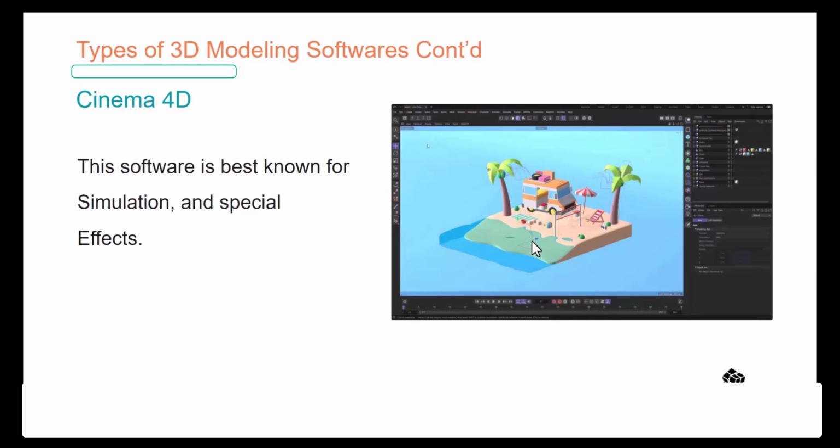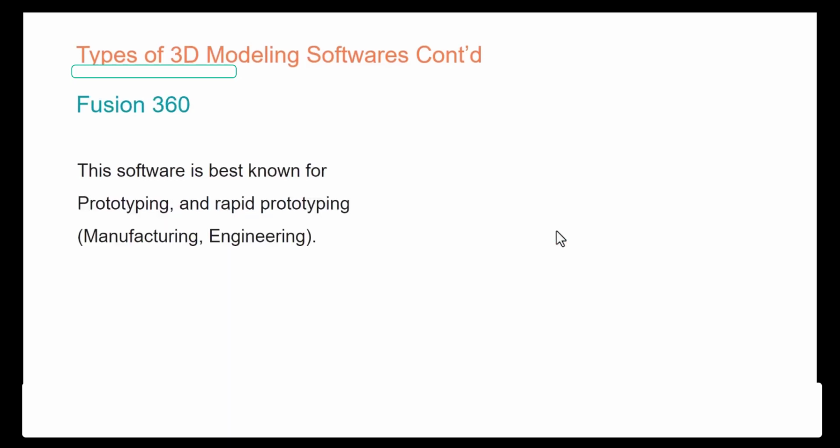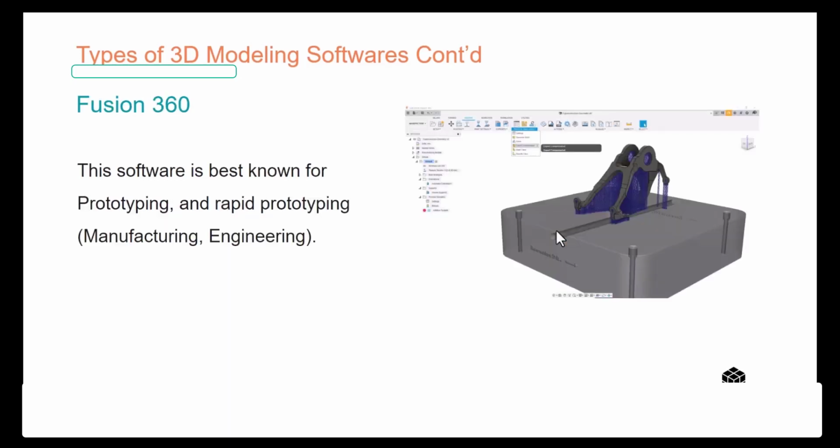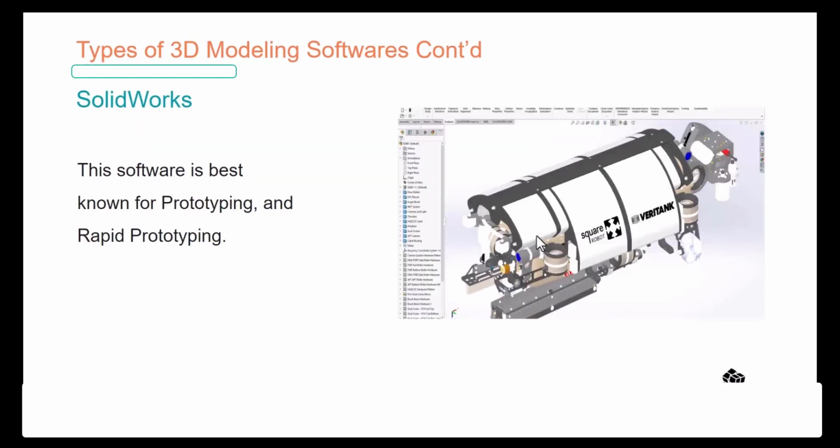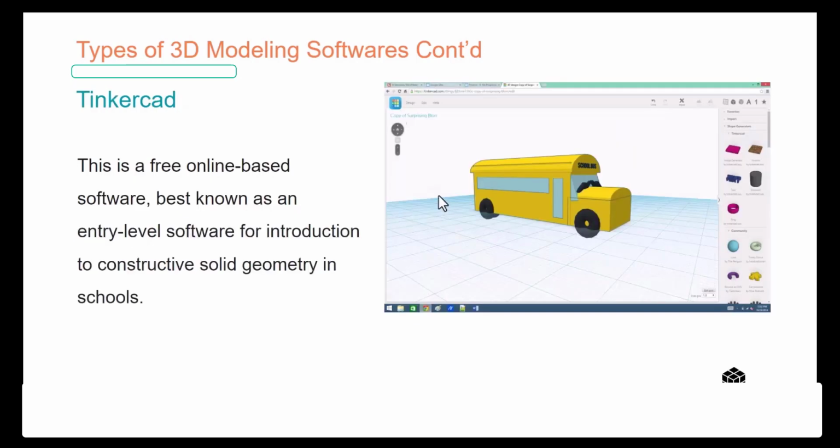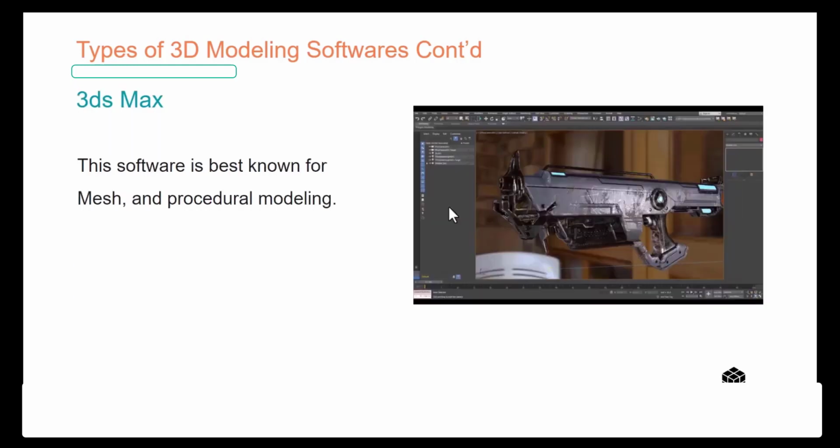This is Cinema 4D, which is best known for simulations and special effects. We also have Fusion 360, which is best known for prototyping. This is SolidWorks, which is widely used for 3D designs. This is Tinkercad, a free online software known as an entry-level software. It's very easy to design in Tinkercad. And this is 3ds Max, which is also used for 3D designs, and mainly we use mesh and procedural modeling.